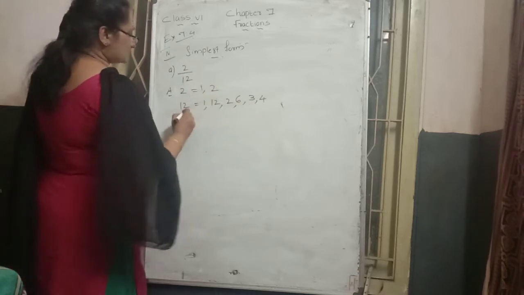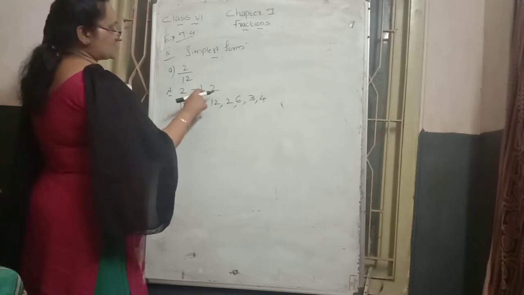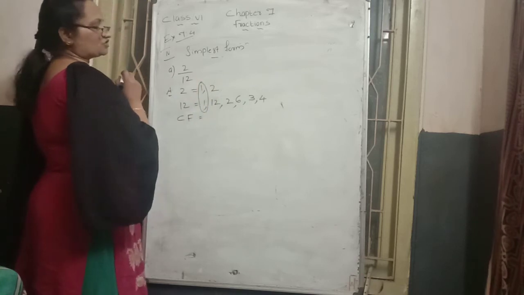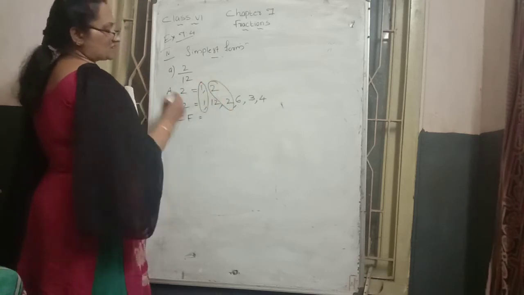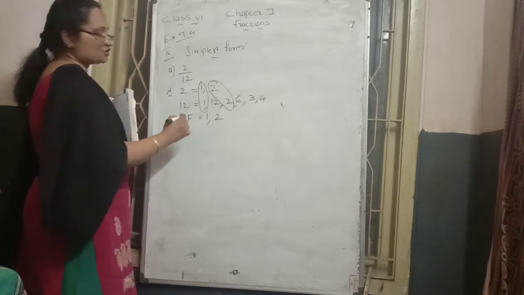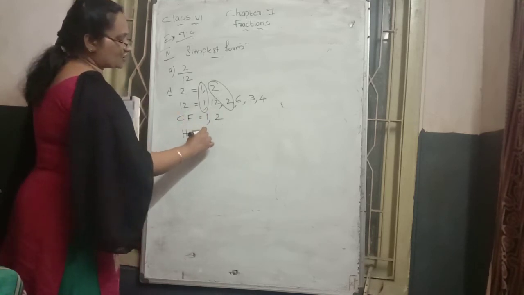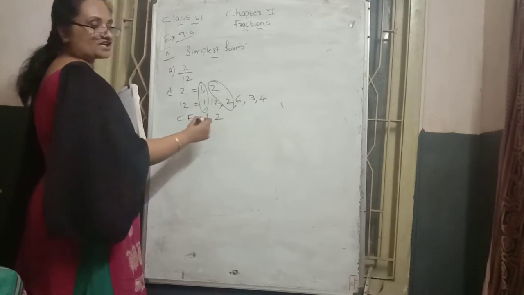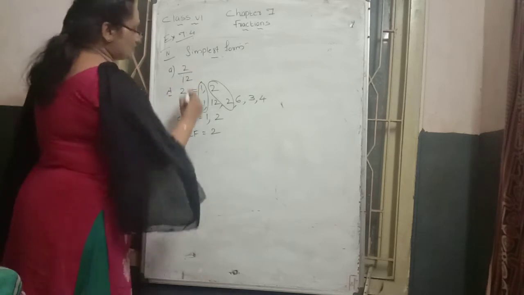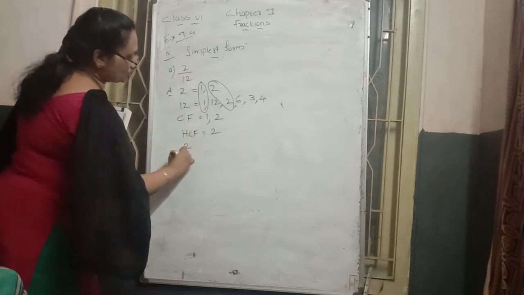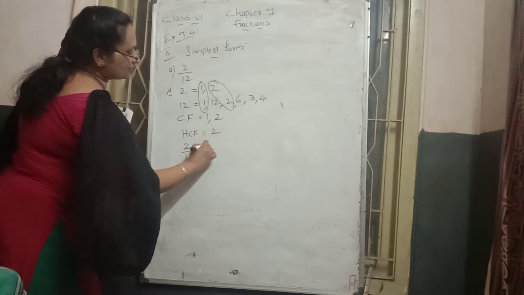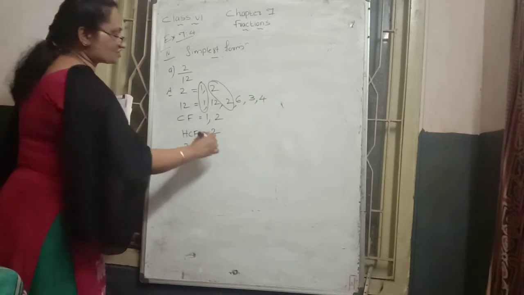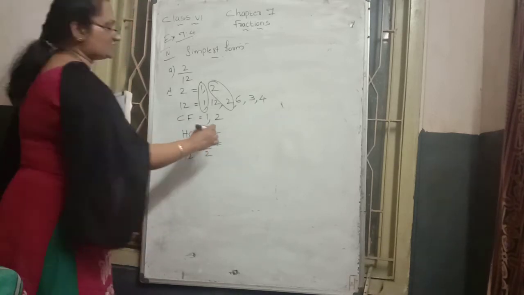Then the next one is the common factor. In these two numbers, which are the common factors? Here 1 is common for both and 2 is common for both. So the common factors are 1 and 2. Then HCF. What is the full form of HCF? Highest common factor. Here which is the highest factor? 2 is the highest factor. That's why we understood that our fraction 2 by 12 is divided, numerator and denominator, by the HCF 2. Division means cancel. Cancel: 2 table, 2 one time.